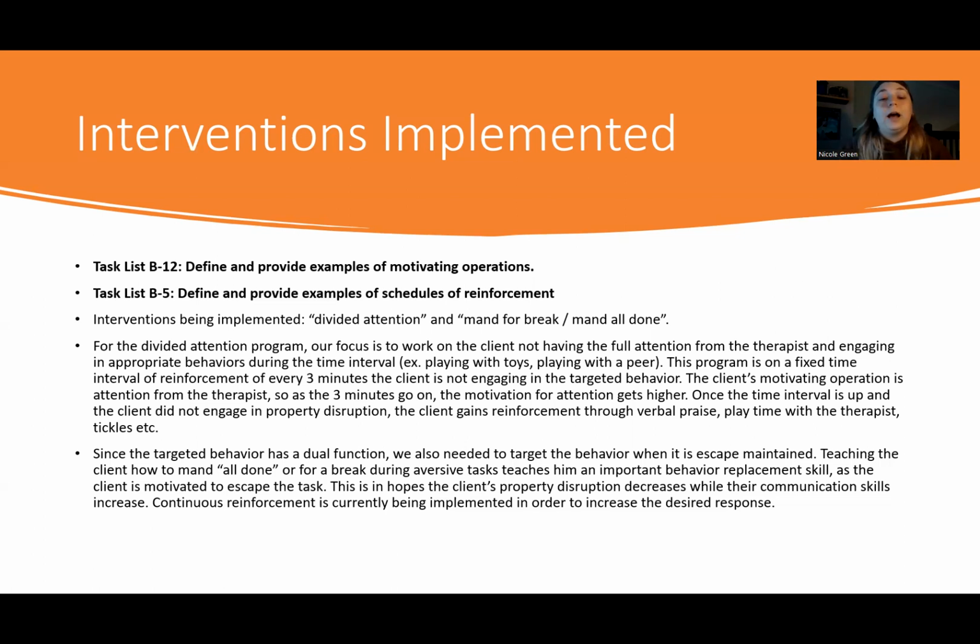Since the targeted behavior has a dual function, we also needed to target the behavior when it is escape maintained. Teaching the client how to mand for all done or for a break during aversive tasks teaches him an important replacement skill, as the client is motivated to escape the task. This is in the hopes that the client's property disruption decreases while his communication skills increase. Continuous reinforcement is currently being implemented in order to increase the desired response.